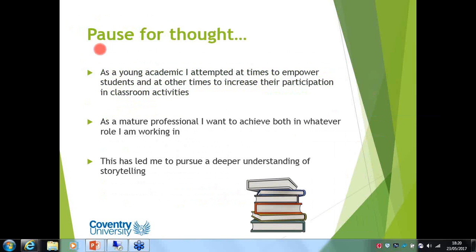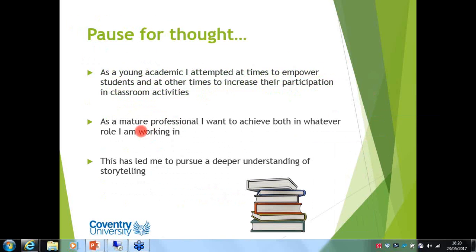But as a more mature professional, as I've moved on in my thinking, I've realised that I actually want to achieve both in whatever role I'm working in, with that sense that sometimes this can be a little bit slow. But generally speaking, I want to try and achieve both, because even though it's very difficult to get a true sense of the return on that investment, I know that this is the way to a really, really strong collegial participative workforce.